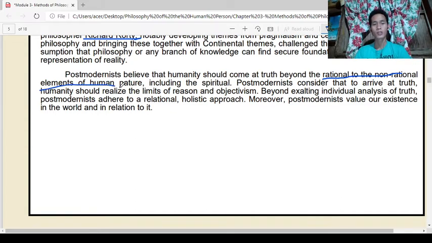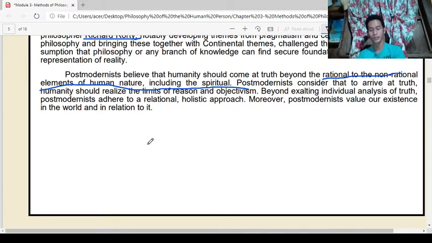human nature. That includes the spiritual. Postmodernists believe that we can understand the truth by not just merely understanding rational things, but also considering non-rational or irrational elements of human nature, diba? Including the spiritual, the things that cannot be explained by any scientific discipline, diba? The element of human nature which cannot be explained by rational thinking. That is the idea of postmodernists.